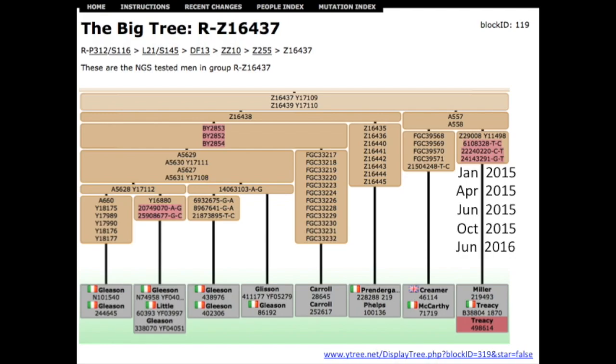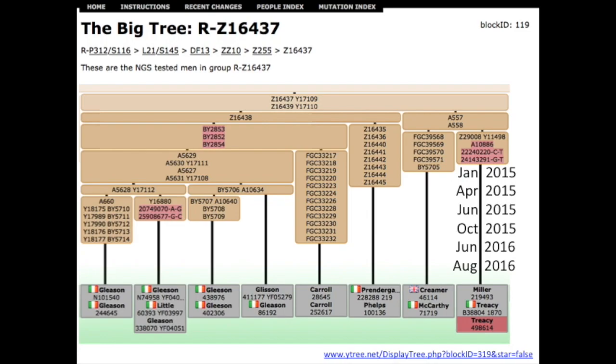And then in June 2016, we had 2, 4, 6, and 3 is 9 people who had done the Big Y test, and the tree had become just that little bit more complex. So the more people that tested, the bigger the tree became. And then in August 2016, we still had the 9 people.